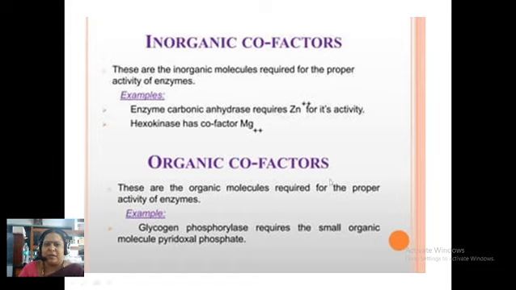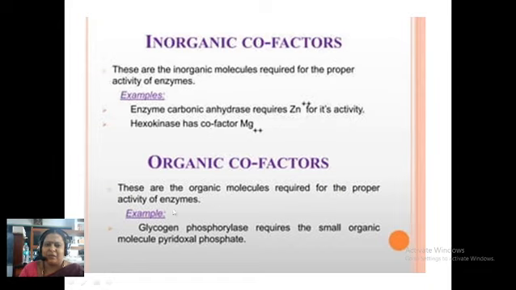So, inorganic cofactors and organic cofactors. These are inorganic cofactors. These are the inorganic molecules required for the proper activity of the enzymes. For example, the enzyme carbonic anhydrase requires zinc for its activity. Hexokinase has a cofactor magnesium.